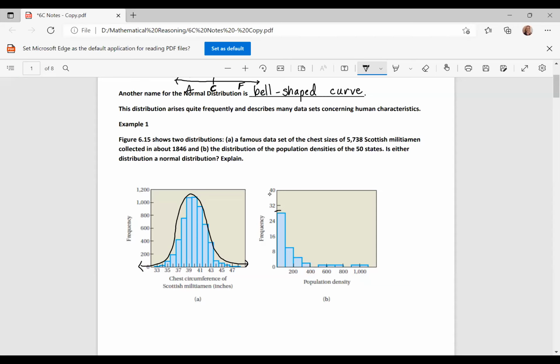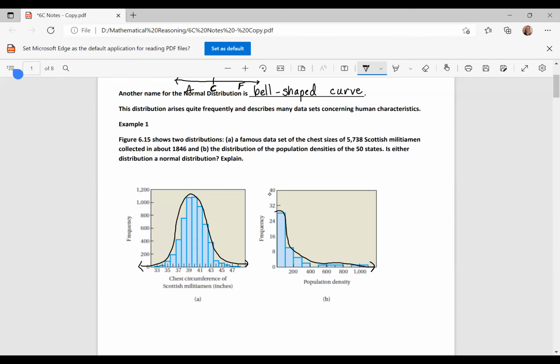However, when we look at this one, we start up here, and it goes this way. This is talking about population density of 50 states. So this one is actually not a good representation of a bell-shaped curve. If we were to talk about this distribution, we talked about this in 6B, it looks like there's more data on the left. And so we would say that it's the opposite of what you think. We would say it's skewed right. So when there's less data on the right, this one would be skewed.